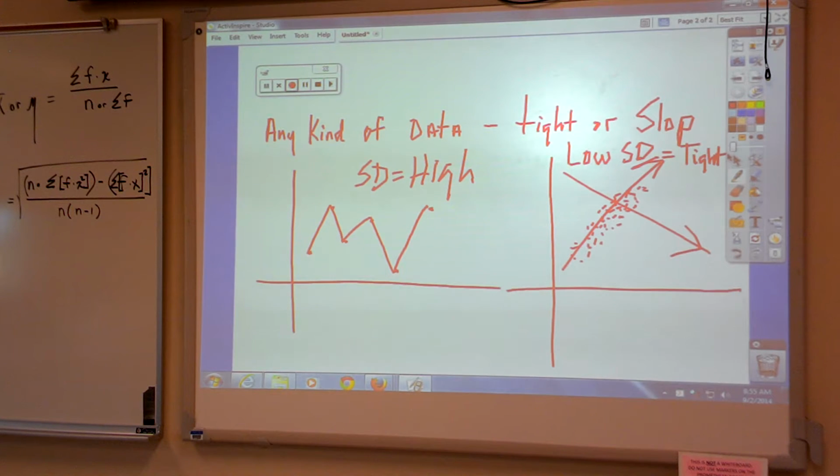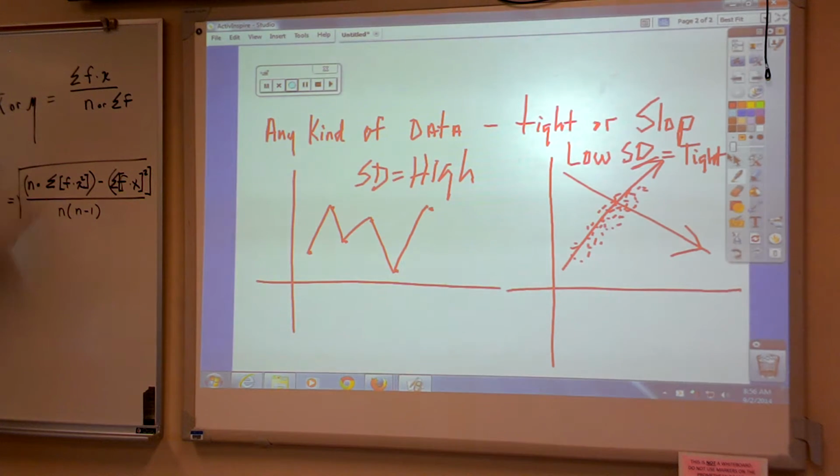You're probably going to get fired right there because you wasted his time or her time, and you wasted the company's time because you were lazy. Okay? So that's why standard deviation is so important. Standard deviation tells you if your data is tight.